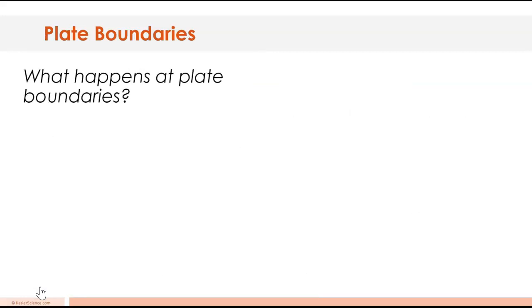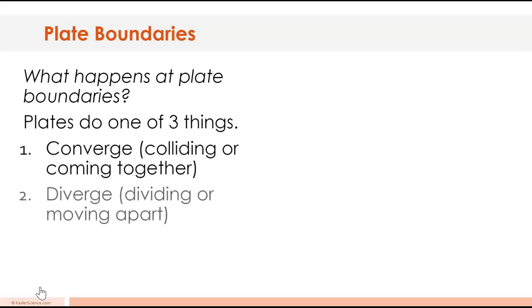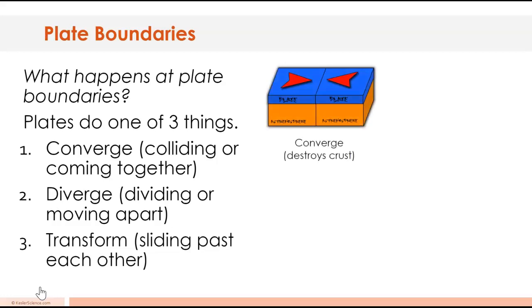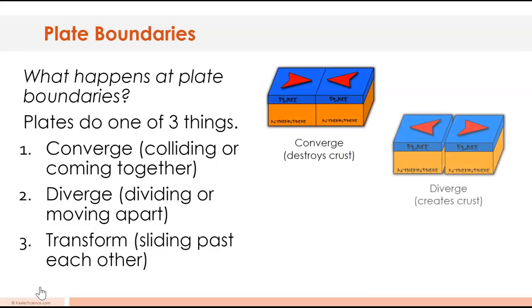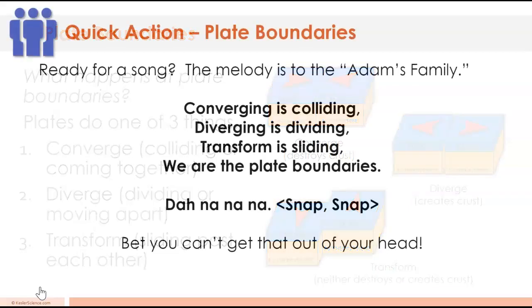Okay, so what happens when plates collide? They can do one of three things. They can converge, they can collide or come together, they can diverge, divide or move apart from each other, or they can transform, which means they're just sliding right past each other. So there's converging, coming together, diverging, dividing, that's creating crust, and transforming. You're not creating or destroying, you're just sliding around.